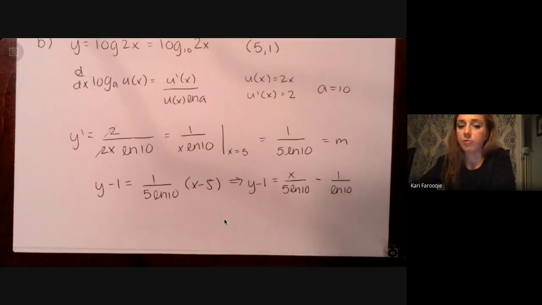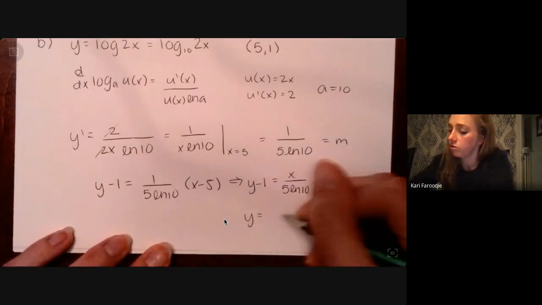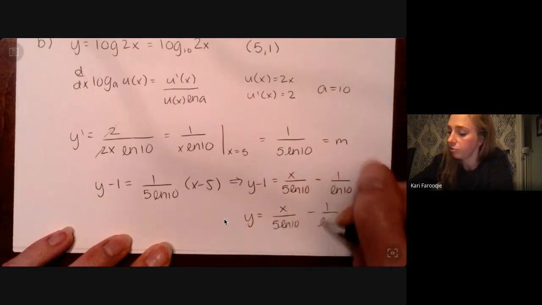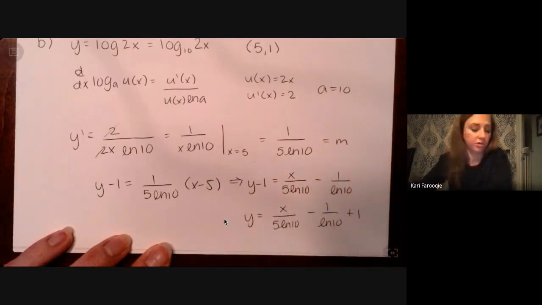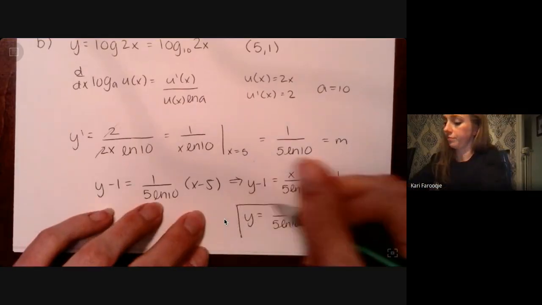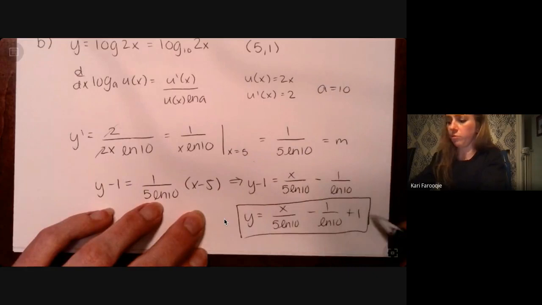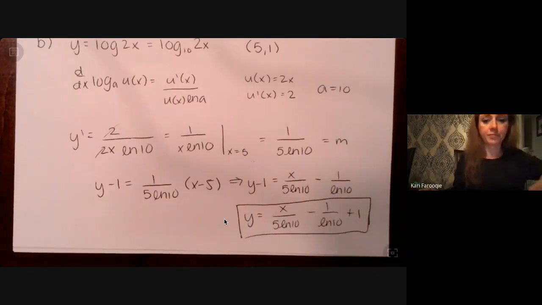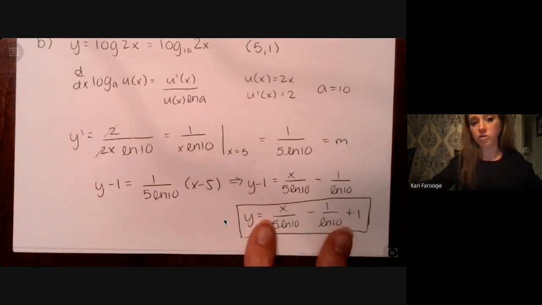And then just add 1 on both sides. You don't have to get too crazy about this. So minus 1 over ln 10 plus 1. And that's good enough for me. And it's definitely good enough for WebAssign from what I've seen lately. So this would be the equation of the tangent line.